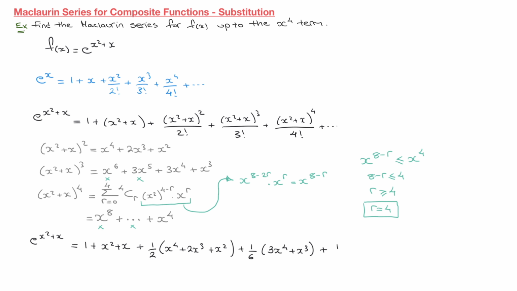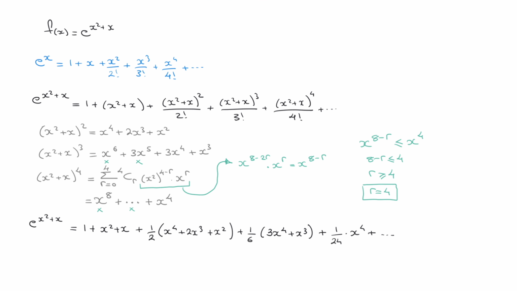So that's 1 over 24 times the term that we're keeping from x squared plus x raised to the power of 4, which we had seen earlier on is x to the power of 4. So that's 1 over 24 times x to the power of 4 plus 3 dots. I now need to open up these pairs of parentheses and gather like terms.